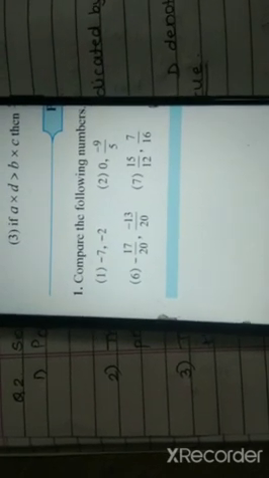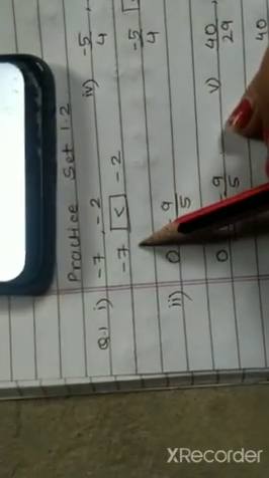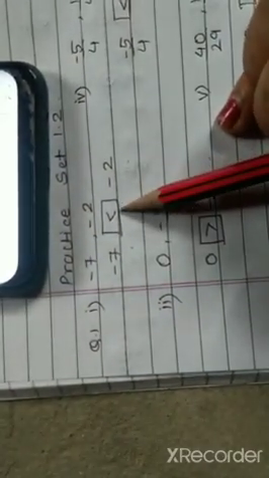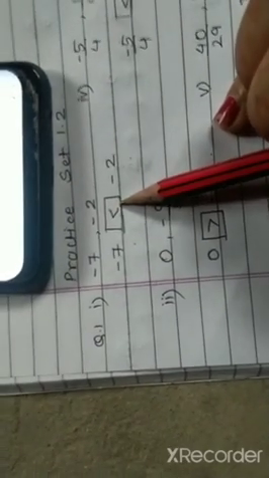The first question given to us is -7 and -2. As I have taught now, the number nearest to 0 is the greatest. So in the comparison between -7 and -2, -2 is greater. The one which is greater, we mark it like this.